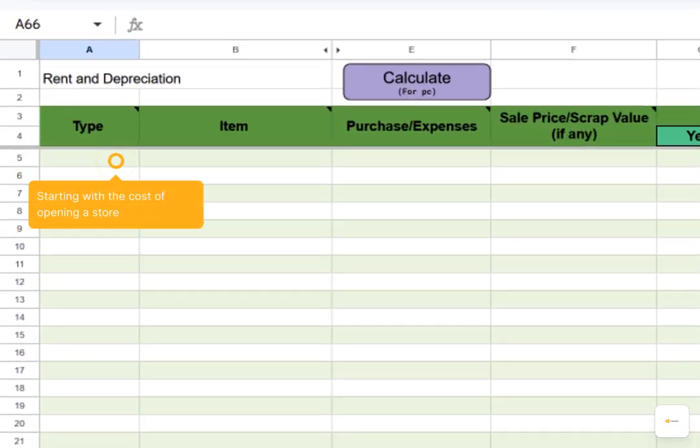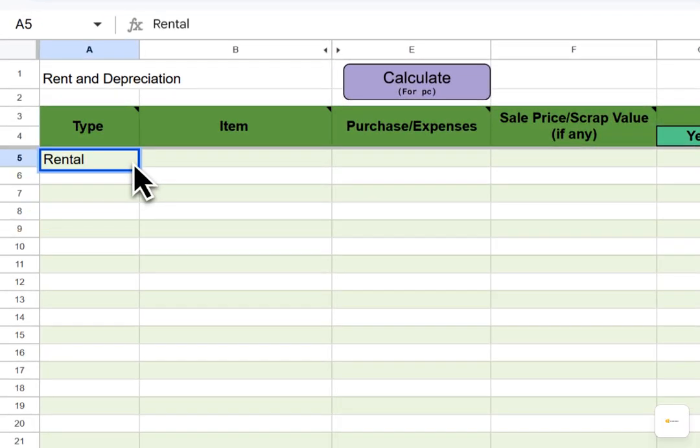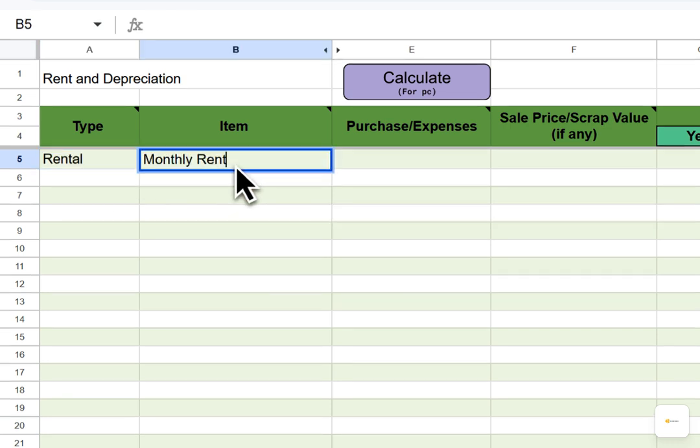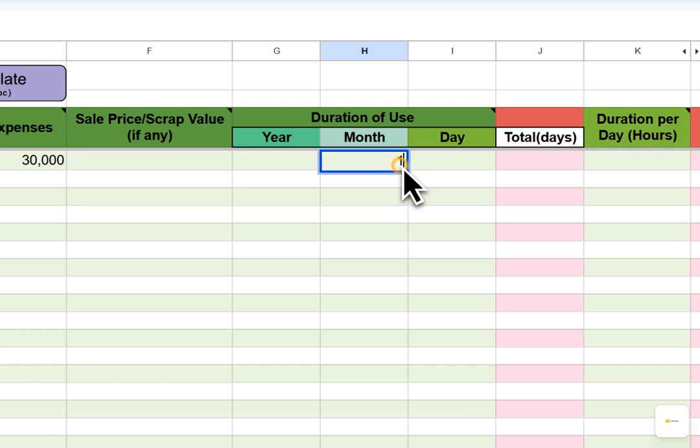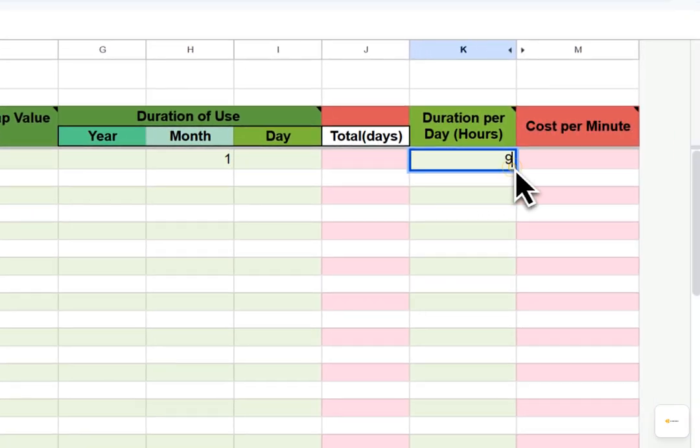Starting with the cost of opening a store. First item, rental cost. In the case of shops that have to pay rent each month, suppose the shop has a monthly rent of 30,000 baht, which must be paid regularly every 1 month. And our shop will be open for service 9 hours a day.